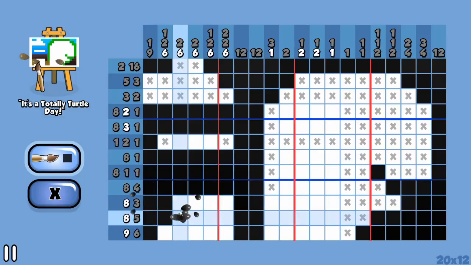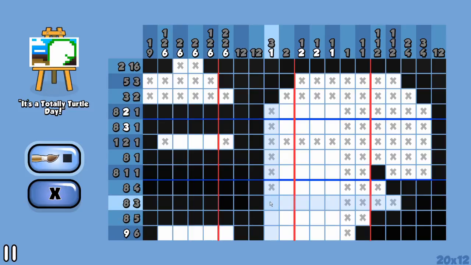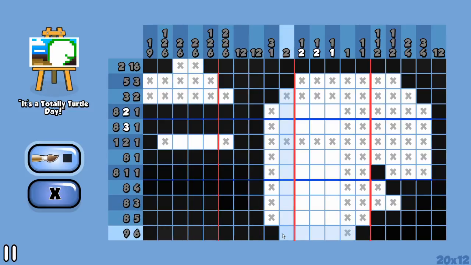We did it again. Well, it's a different series, so who even knows when that's gonna pop up? Is this a whale or turtle? What is this? It's a turtle day. It's a totally turtle day. See, here's the turtle face right here.